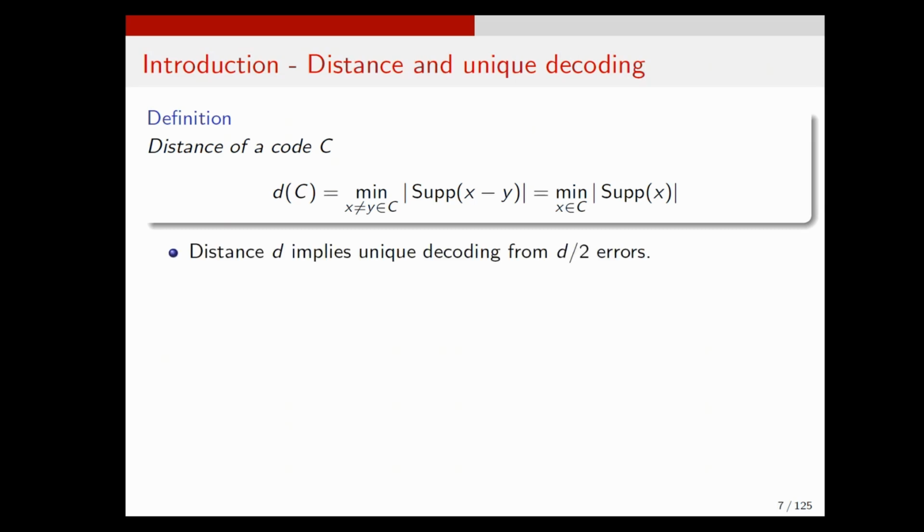And why is this distance important? A distance of d basically implies I can recover from d over 2 errors. If I have a codeword, a point in the subspace, and I make d over 2 of the symbols incorrect, I can still figure out the right codeword by just looking at the nearest neighbor in my subspace. So that's why we care about distance, and the best distance we can decode up to is d over 2.